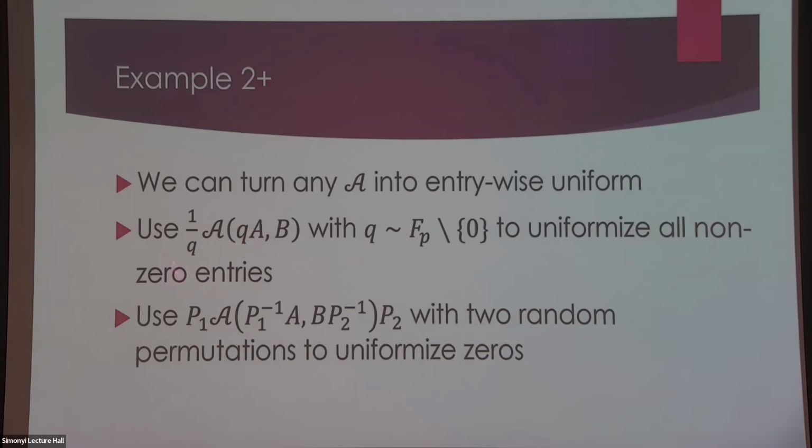So for example, if instead of querying the algorithm on A and B, I query it on Q times A and B for a random non-zero Q, and then I divide by this Q afterwards, then I get the second condition: every specific entry that is not 0 is now distributed uniformly over all non-zeros. Because I multiplied it with this thing, and the algorithm cannot figure out Q, since it was a uniform distribution before and it is still a uniform distribution.